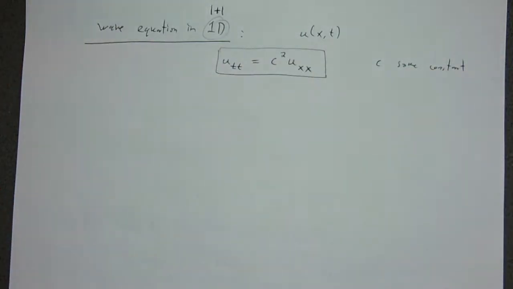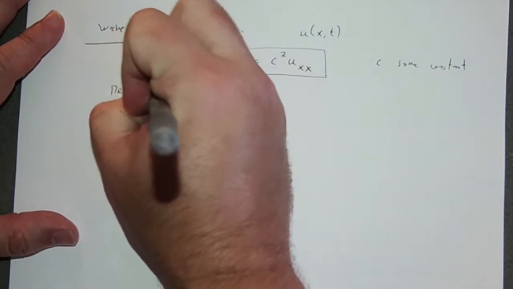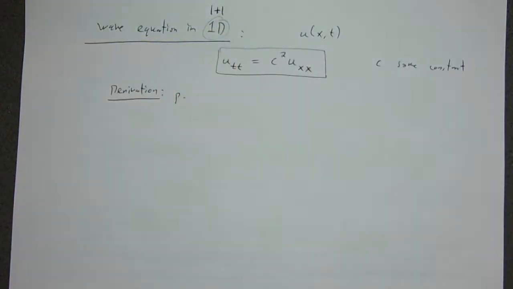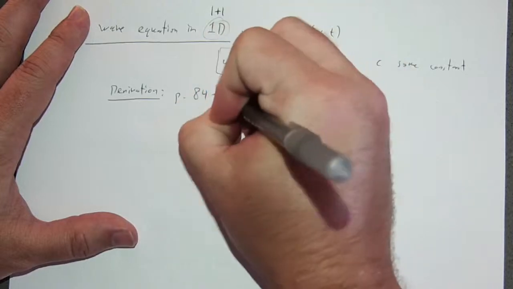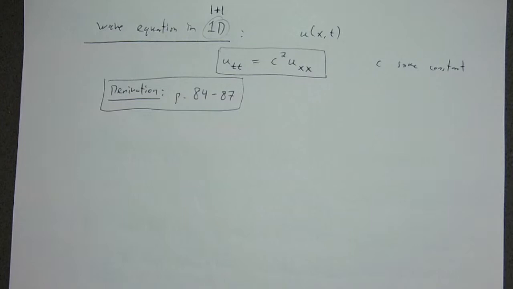Now, there's a derivation for this. I'm not going to do the derivation, but I will tell you where it is. In your e-copy of the textbook, the derivation is on pages, I believe, 84 through 87, if you're interested in the actual physical derivation of the wave equation. That's where you can find it.